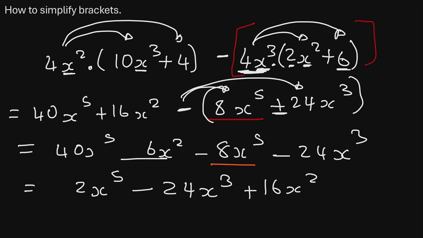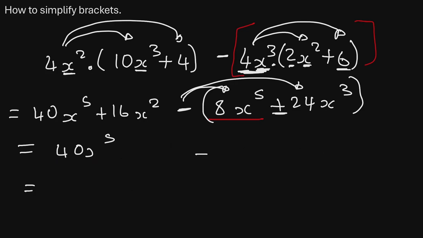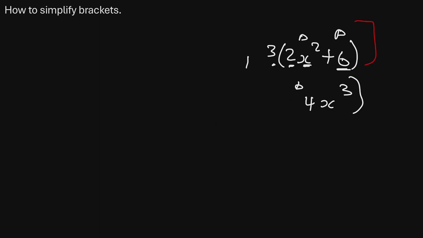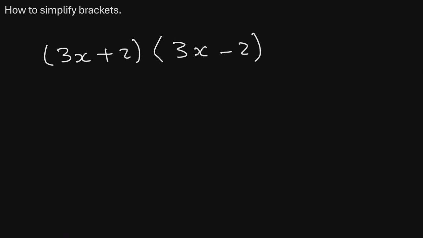So now lastly, let us look at if we have 3 brackets. And then in these 3 brackets, we have binomials. So let's say we have 3x plus 2 multiplied with 3x minus 2 multiplied with 9x squared minus 4. So now how do you go about this?